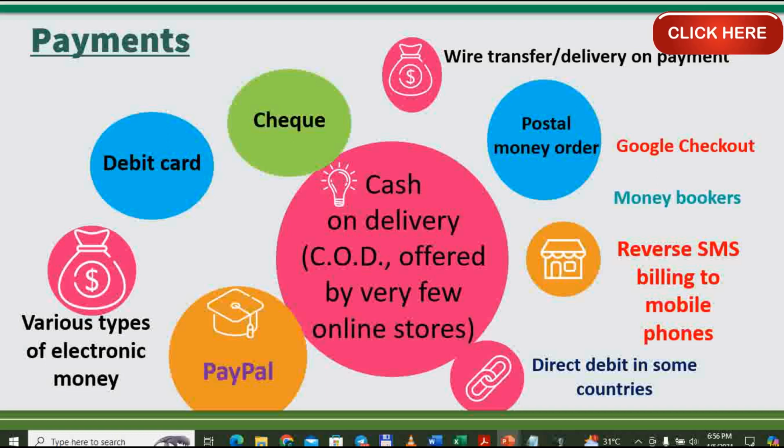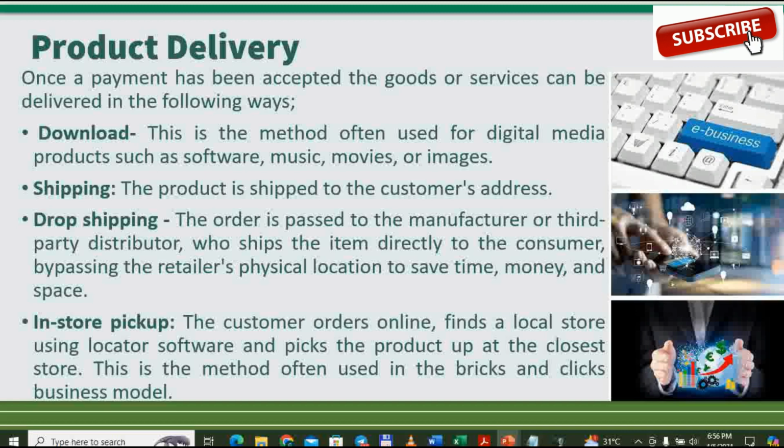Now, product delivery. Once a payment has been accepted, the goods and services can be delivered in the following ways: one, through download; two, through shipping; three, through drop shipping; four, in-store pickup. That is, a consumer orders a product and then finds a local store using the locator software or something like that and picks up the product he had ordered at the closest store. This is a method often used in the brick and click business model. Please take note of that.